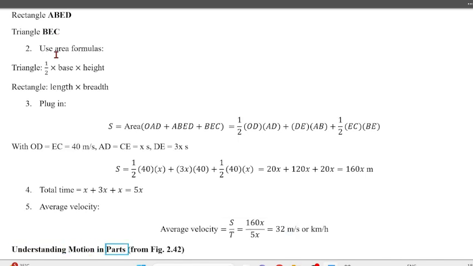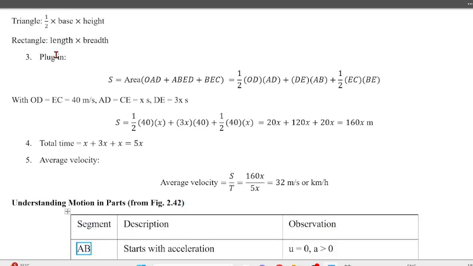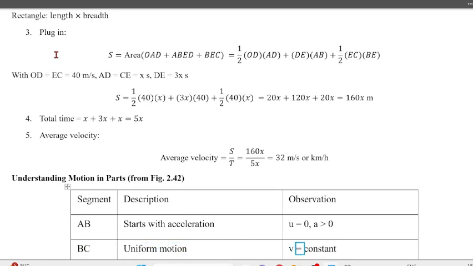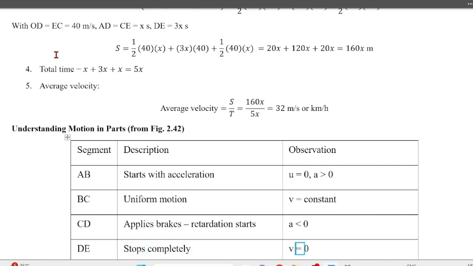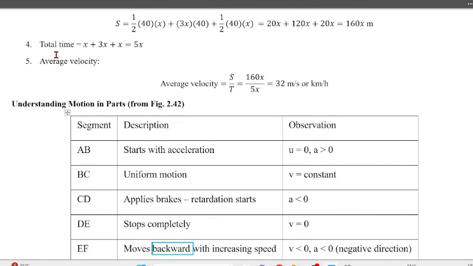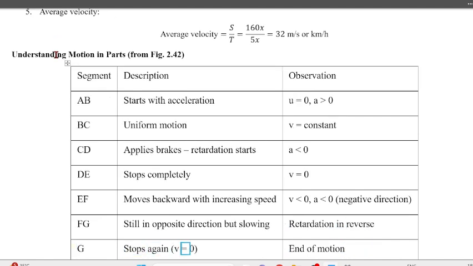Understanding motion in parts from Fig 2.42: segment, description, observation. OA starts with acceleration, u is equal to 0, a greater than 0. AB uniform motion, v is equal to constant. BC applies brakes, retardation starts. At C stops completely, v is equal to 0. EF moves backward with increasing speed, v less than 0, a in the negative direction. FG still in the opposite direction but slowing, retardation in reverse. G stops again, v is equal to 0.